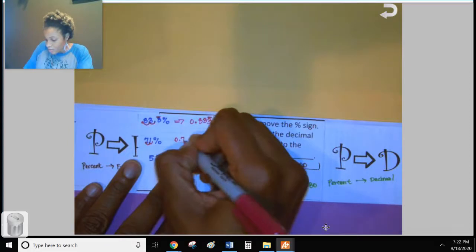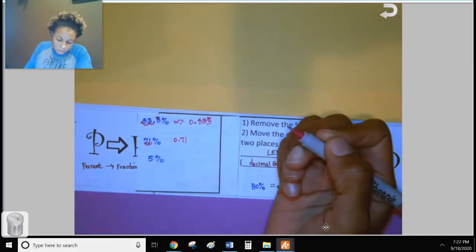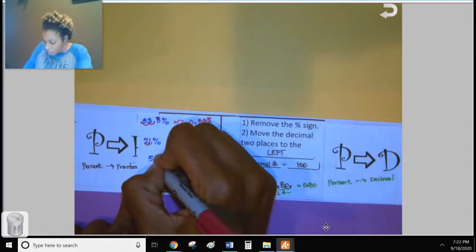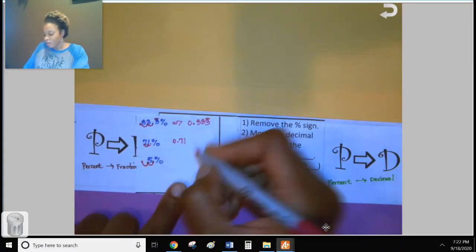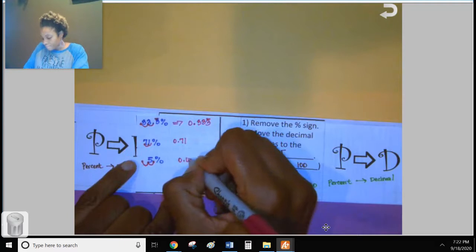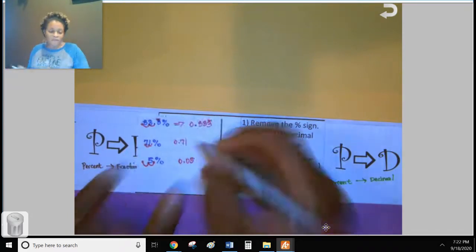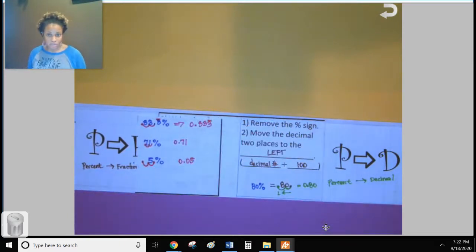And here, 1, 2. This will become 71 hundredths. And here, the decimal point is behind the 5. 1, 2. We need to add a placeholder. This will become 5 hundredths.